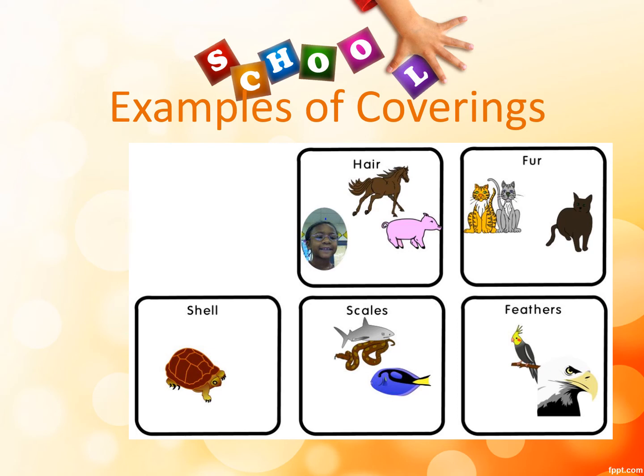Examples of coverings. Here we can see that a horse is covered with hair, a pig is covered with hair, and as I had previously mentioned, human beings are also covered with hair. Then we have that cats are covered with fur, birds are covered with feathers, and snakes and fishes are covered with scales. There are some fishes though that do not have any scales, but that's for another lesson.